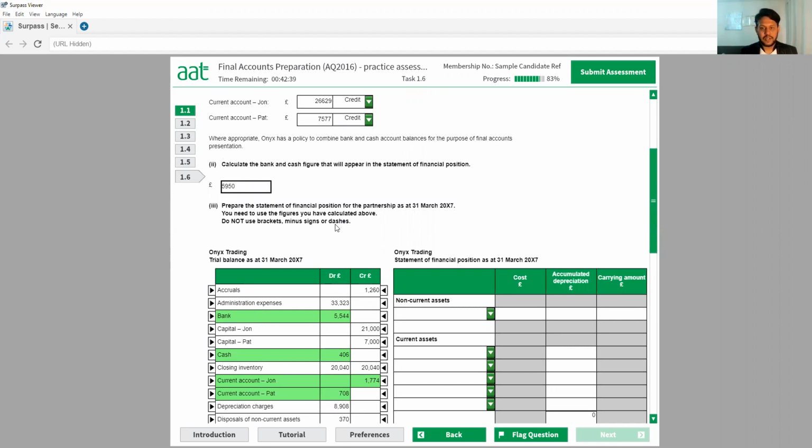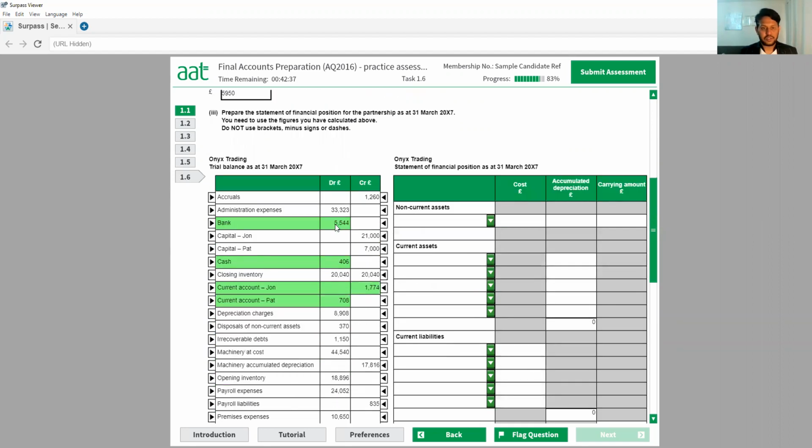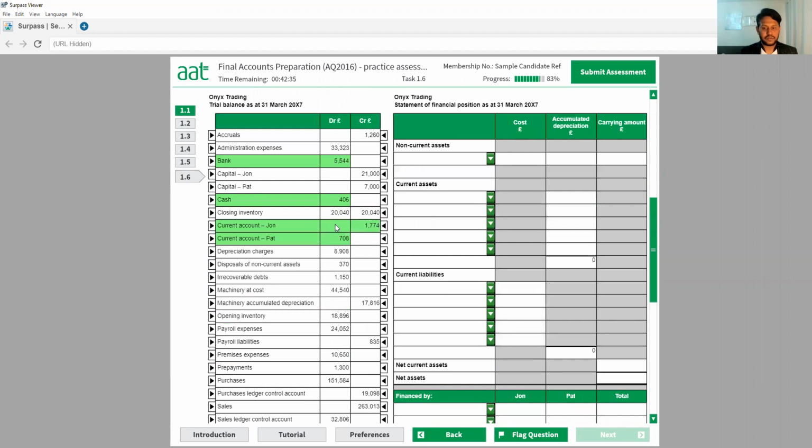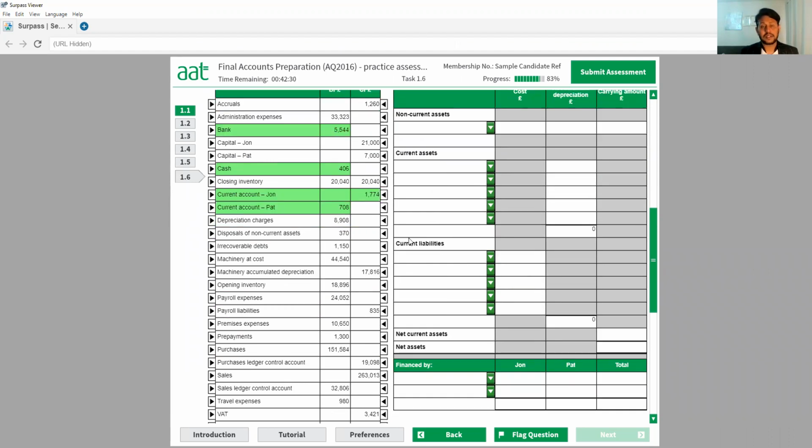All right, now let's prepare our statement of financial position. We start with the non-current assets. Have a look how many non-current assets we have. We have machinery, that's the non-current asset. So let's take this one, machinery. There's only one box for the non-current assets, it looks like only one non-current asset.